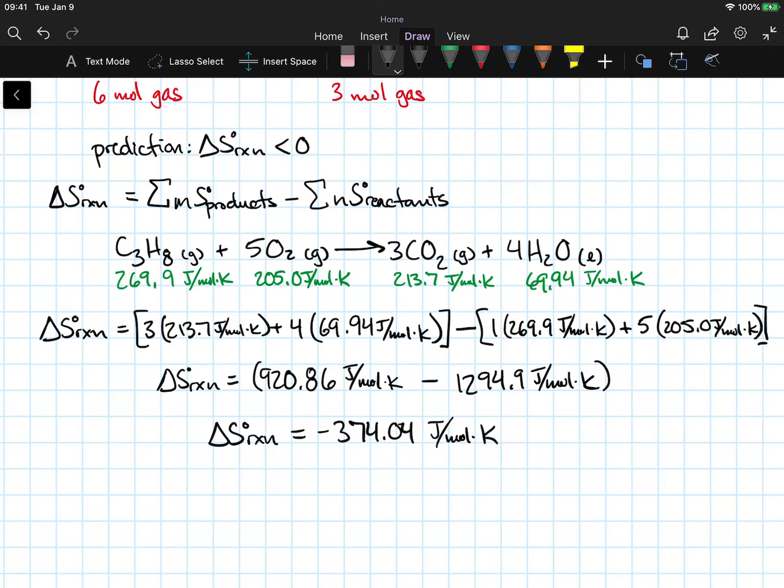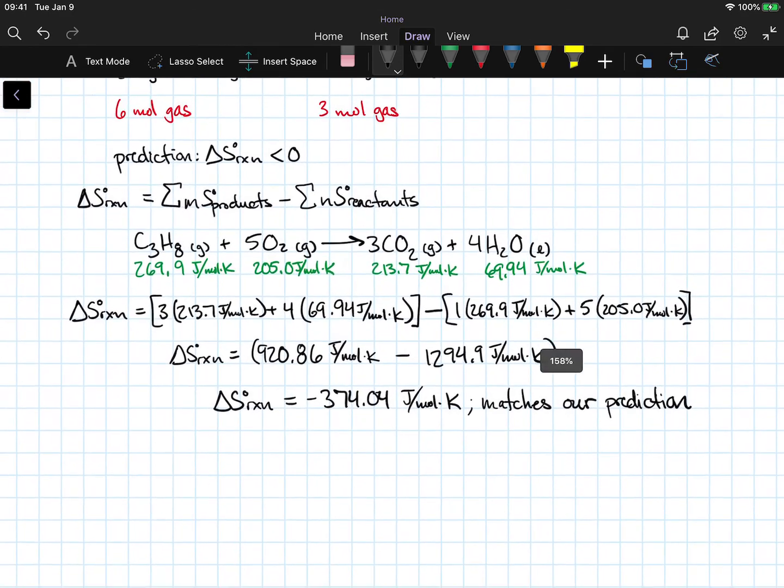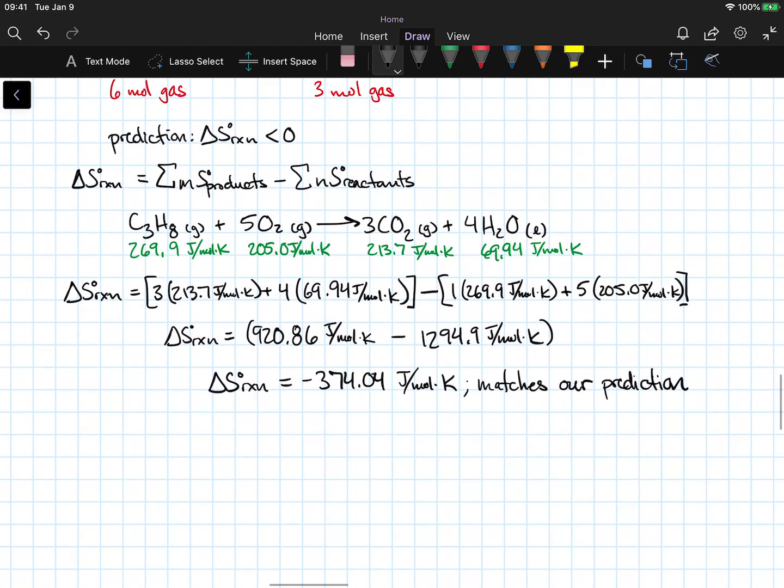So again, a couple of checks here: the entropy, delta S naught, should have units of joules per mole Kelvin, and it does. So that all works out properly. And we look back at our prediction. This is definitely less than 0. It's negative 374, so this matches our prediction. So the combustion of propane, in the greater scope here, is a reduction in entropy. And we said that the second law states that the entropy of the universe must increase for a spontaneous process.